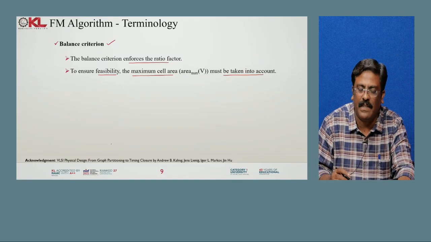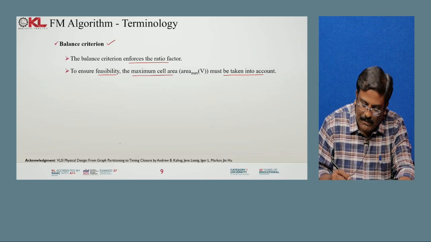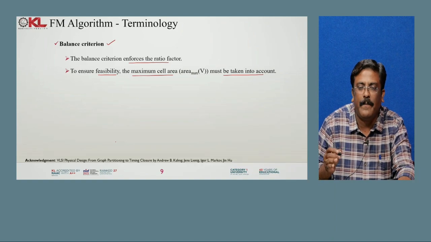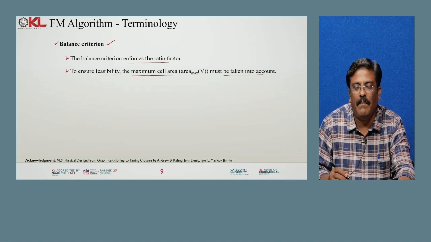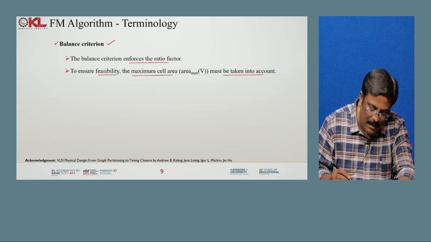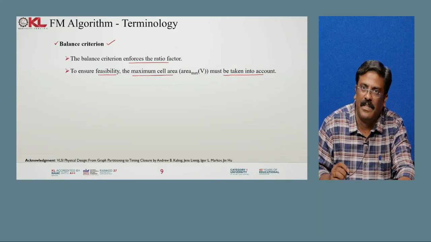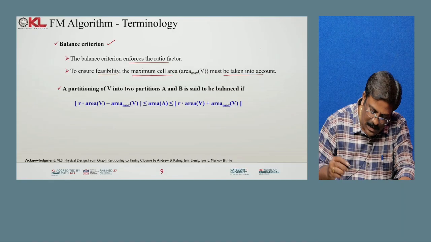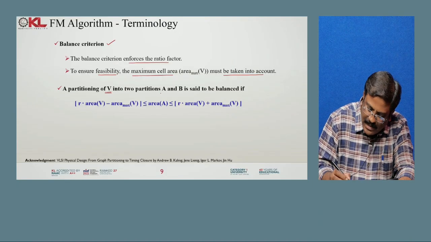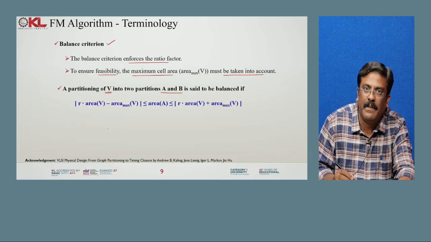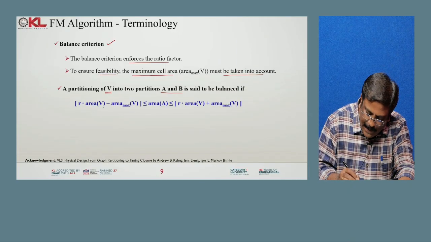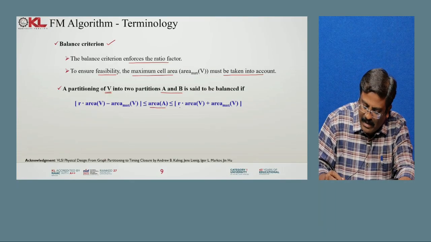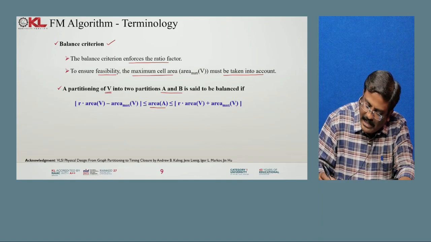As we discussed in ratio factor, we try to see how we can make maximum balancing and avoid unbalancing by considering both the ratio factor and the balance criteria. So how can we estimate this balance criteria? Based on this particular formula: a partitioning of V vertices into two partitions A and B can be referred to by r dot area of V minus area max of V, which should be less than or equal to area of A, and less than or equal to area of V plus area max of V.